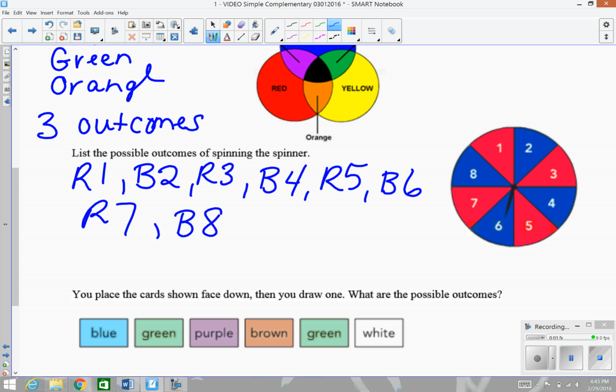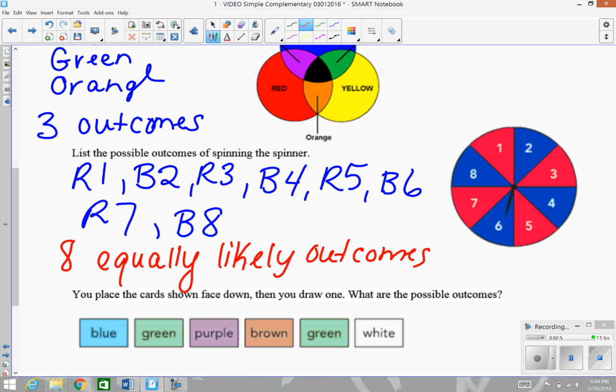What we really want to start paying attention to is whether or not the outcomes are all equally likely. What I mean by that is, when you spin this, are you more likely to get a certain number or a certain color, or are they all fairly distributed? Is there any number or color that has an advantage? In this case, the answer is no. Each wedge is the same size, and there's an equal number of blue and red. So we would say that this has 8 equally likely outcomes. Your chance of spinning a blue 4 is equally as likely as spinning a red 1.